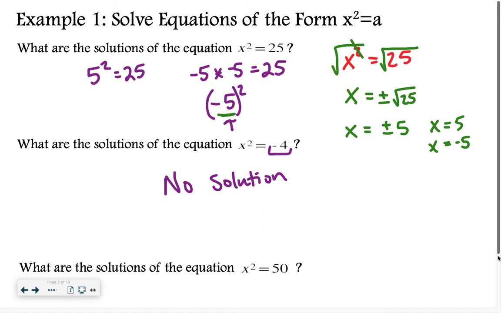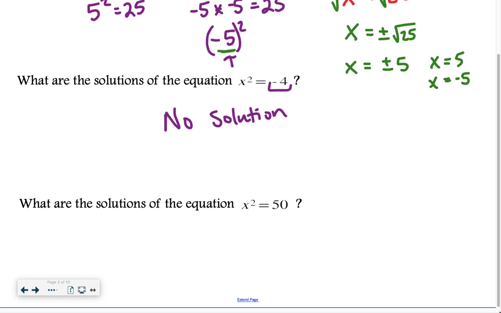Alright, and then let's jump down to the last kind of example that we have on this page. What are the solutions to the equation x squared equals 50? So what I'm going to do is square root both sides. And whenever I do that square root with the number, I'm automatically going to put plus minus in front of it.